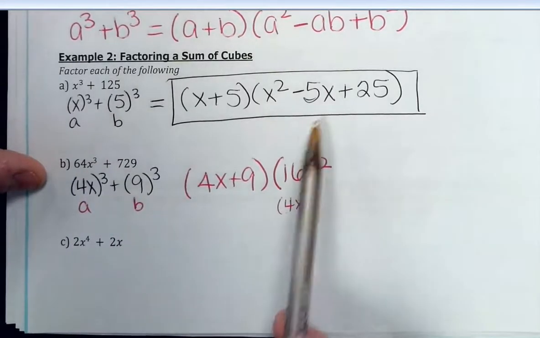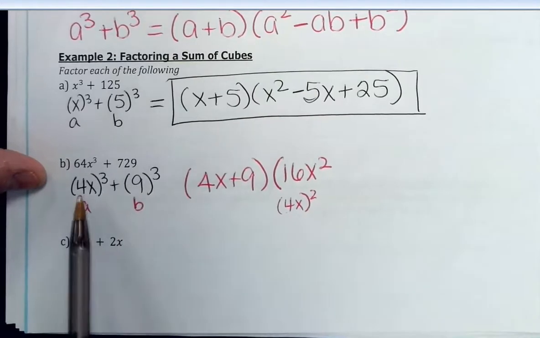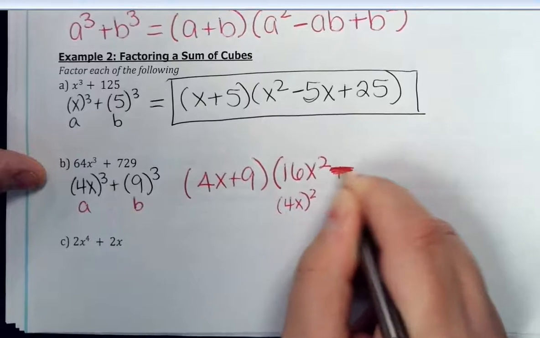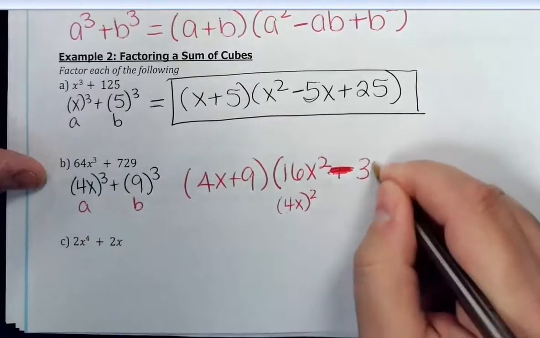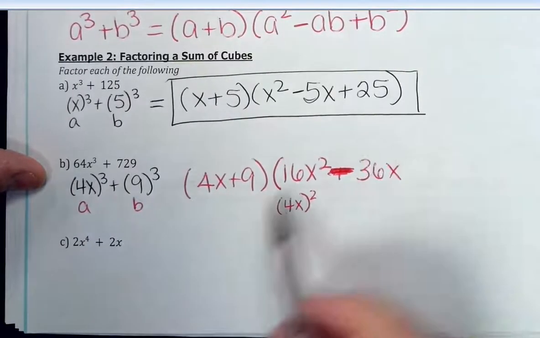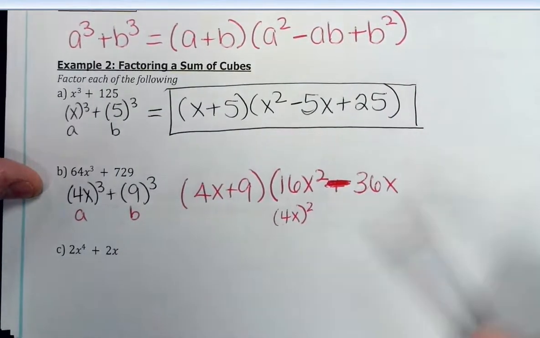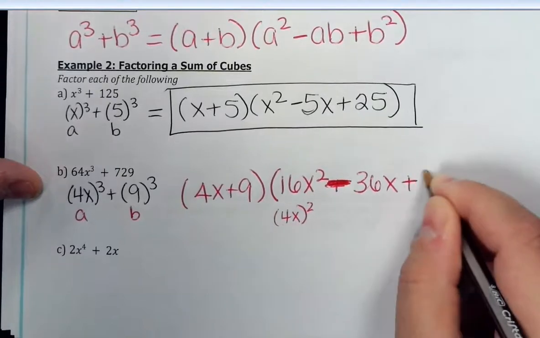Okay, in the middle, a times b, 4x times 9. Just going to do, sorry, subtraction sign. 4 times 9 is 36 with an x. And then b squared is going to be 9 squared for this question. So this is going to be 81.